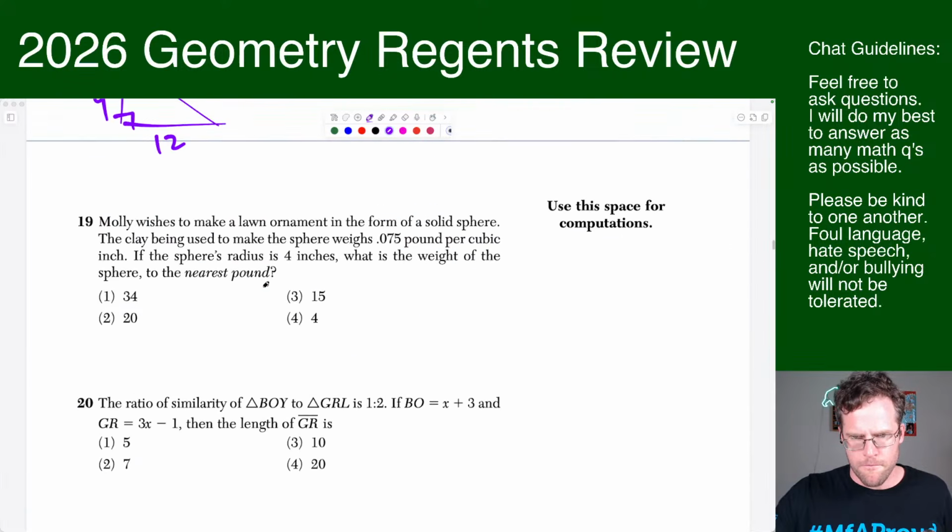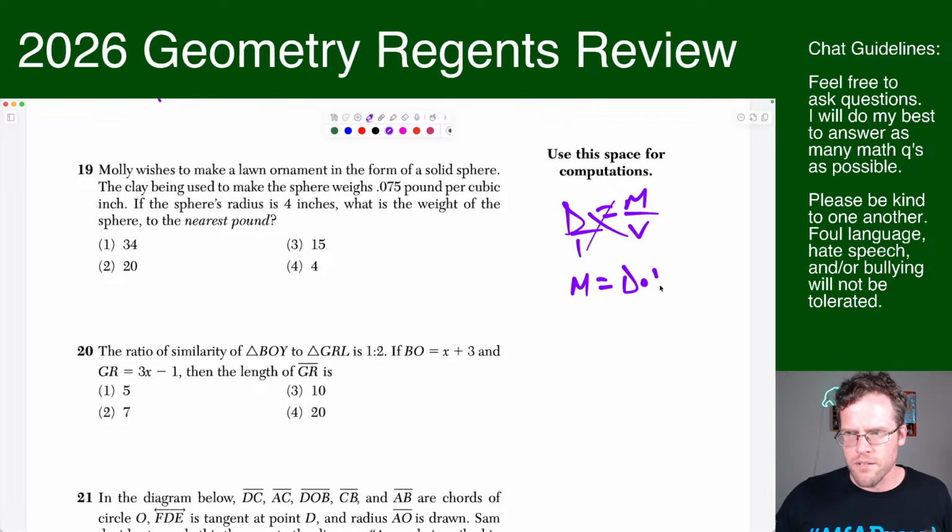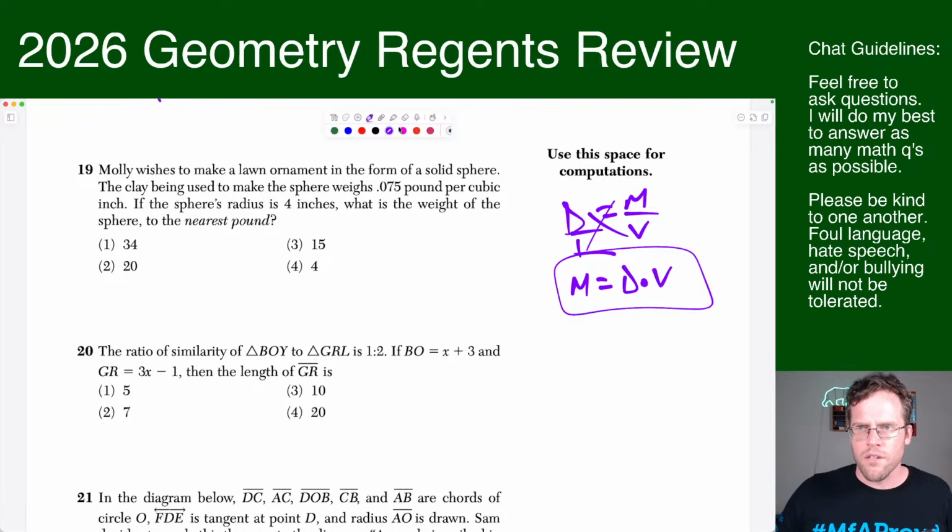Okay. All right. Molly wishes to make a lawn ornament in the form of a sphere, the clay being used. Oh, so density. Density equals mass over volume, which tells us if we cross multiply, the mass of an object is equal to the density times volume. This is a good one to know. Spheres, yet again. The clay being used weighs 0.75 pounds per cubic inch. So this is the density. This one here in green is the density. And we have the radius. So volume of a sphere, remember, is 4/3 pi r cubed. So this is for a sphere.